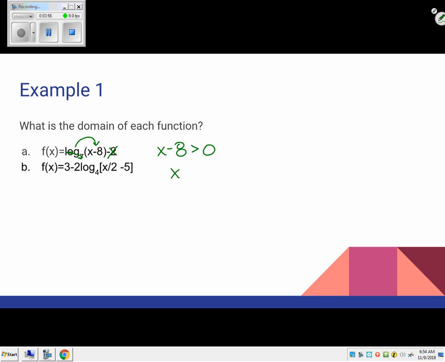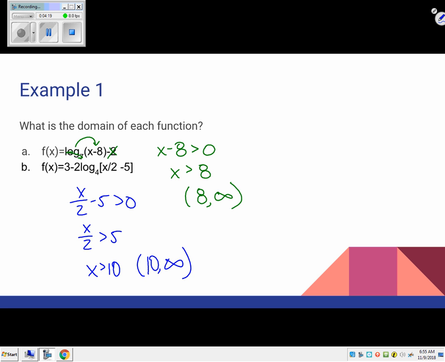So if I solve this for x, I add 8 to both sides, I get x is greater than 8. In interval notation, x is bigger than 8 is everything that's much bigger than 8, which is everything from 8 to infinity. All right, pause the video, you give part B a go. Not too bad of a problem. I need to get everything between 10 and infinity on this. Notice I did not use any of this information up front. I just want to use the argument on that.